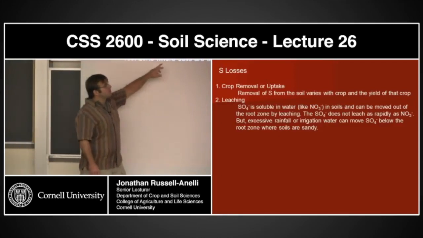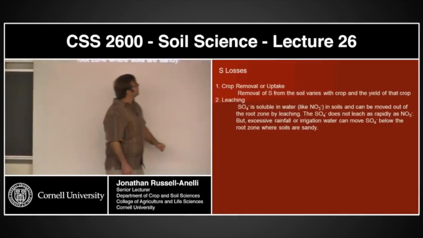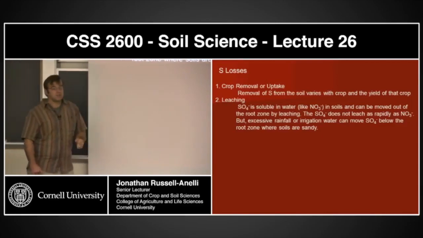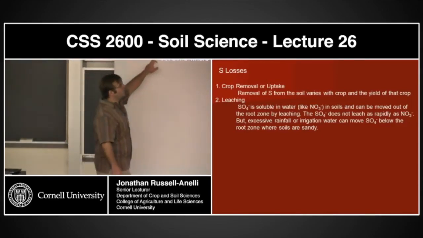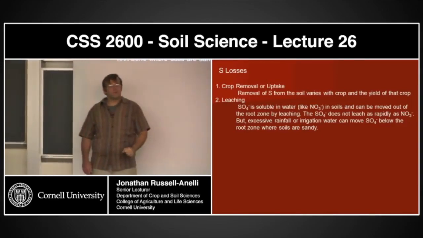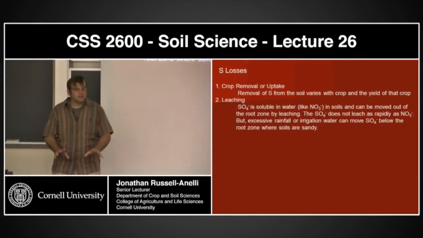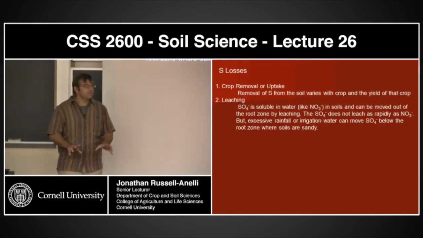Now, just because it does not leach as rapidly as NO3 doesn't mean that it's not going to be lost from the system. So excessive rainfall or irrigation can remove that sulfate from the rooting zone down lower where the plants can't get it anymore.